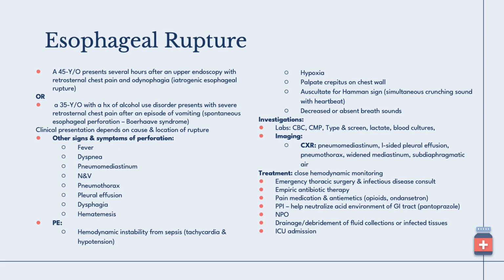So two classic presentations of esophageal rupture. One would be an iatrogenic esophageal rupture. So we have a 45-year-old presenting a few hours after having an upper endoscopy, presents with retrosternal chest pain and painful swallowing. Or you could have a 35-year-old with a history of alcohol use disorder, presents with retrosternal chest pain following a significant episode of vomiting. So this would be your Boerhaave's syndrome of a spontaneous esophageal perforation.